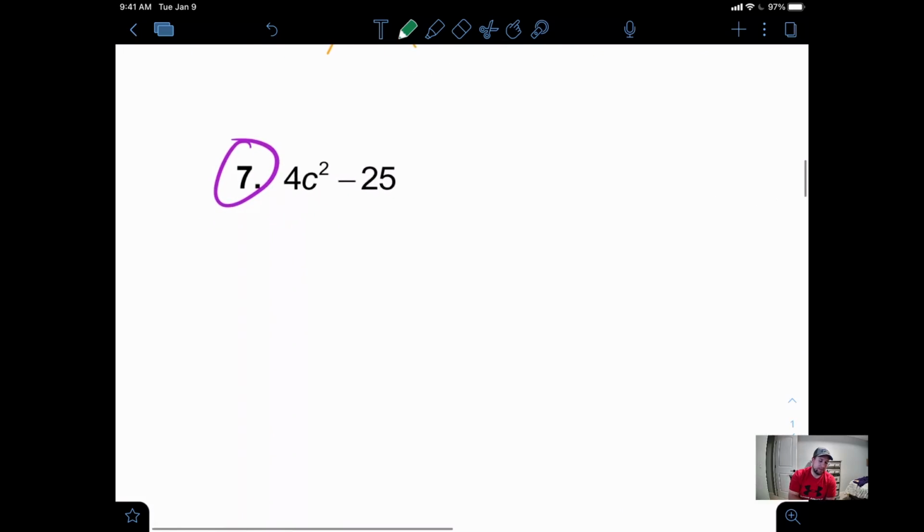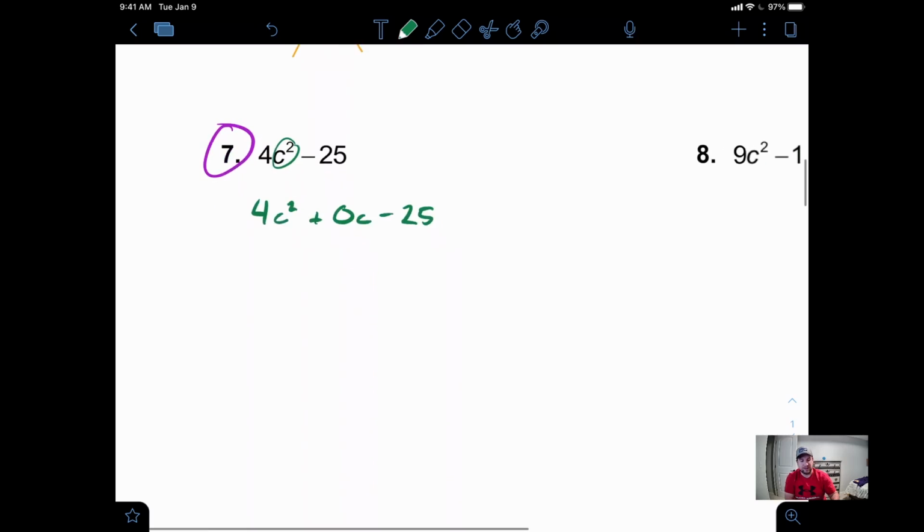So looking at problem number 7. Now, in problem number 7, I look for a greatest common factor, but unfortunately 4 does not go into 25, and there's no number that goes into both of those. So if that's the case, since I do have a squared variable here, I can introduce the plus 0c that's missing in the middle. Now, at this point, this actually looks more like an x problem than not. So let's try to factor it that way.